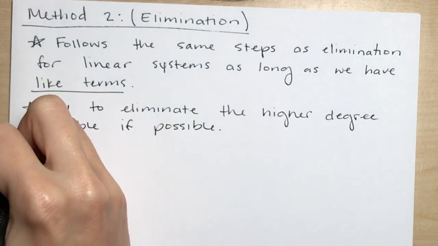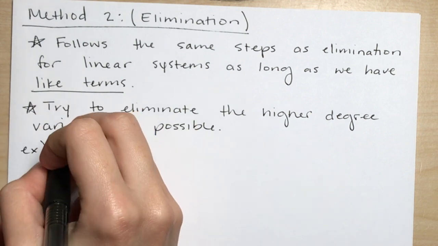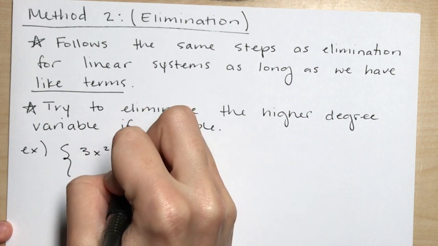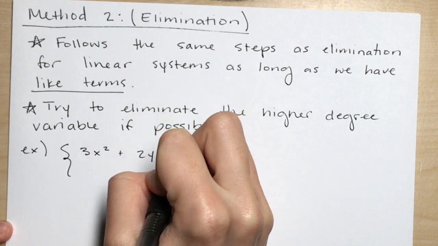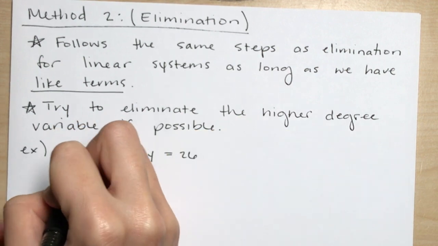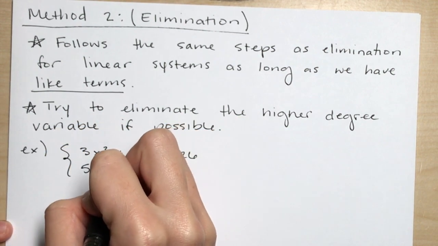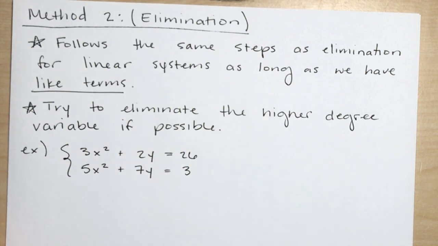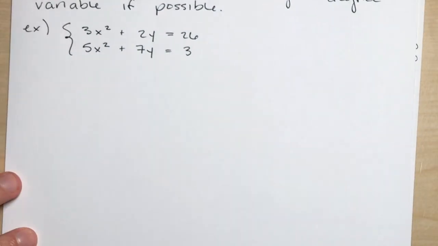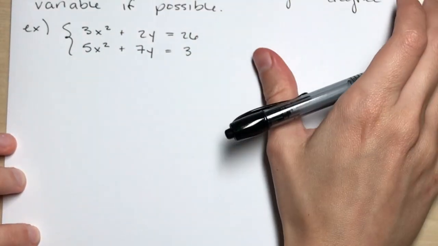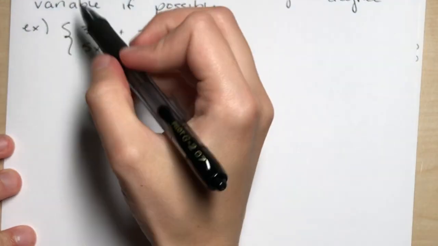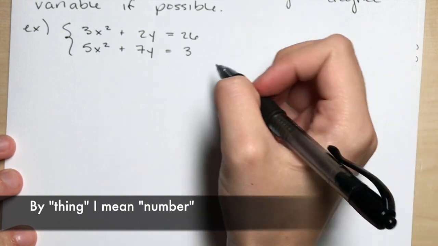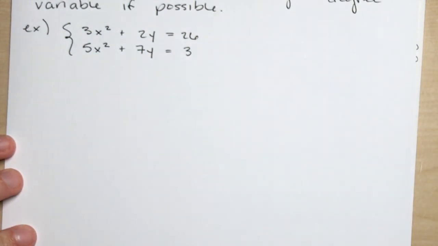So let's give this a shot. Let's say we've got 3x squared plus 2y equals 26, and 5x squared plus 7y equals 3. We've got one of those kind of annoying situations where we don't really have a very clear, nice thing that we can multiply one by to get the other. So we have to multiply both equations here by something.